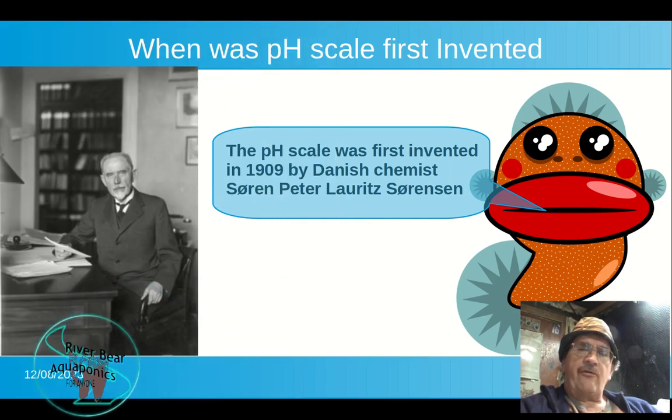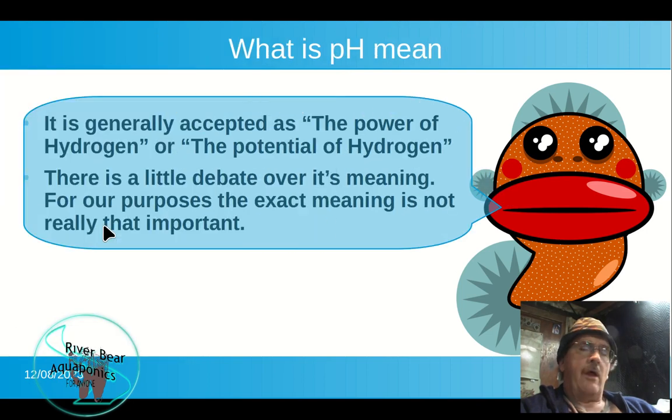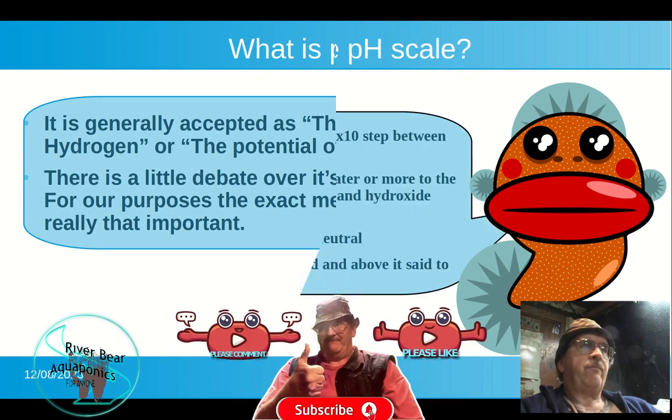The pH scale was first developed in 1909 by Danish chemist Søren Peter. I'm going to butcher this, so I'm not going to try to say it, but this gentleman right here is the guy that put together the pH scale. The accepted meaning for pH is the power of hydrogen or the potential of hydrogen. The exact meaning isn't real important other than we are measuring hydrogen in a water-based solution.